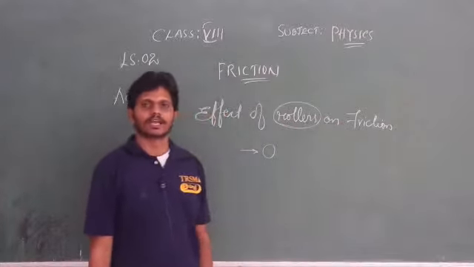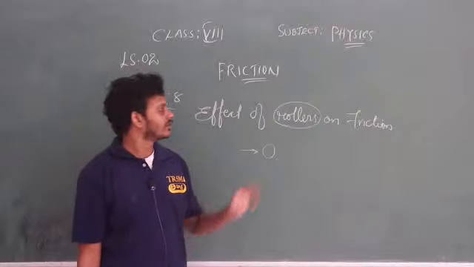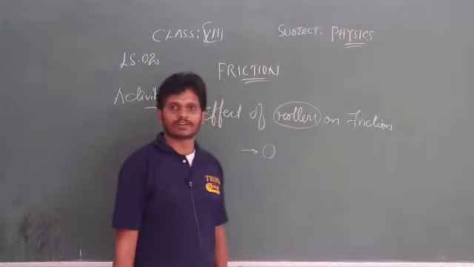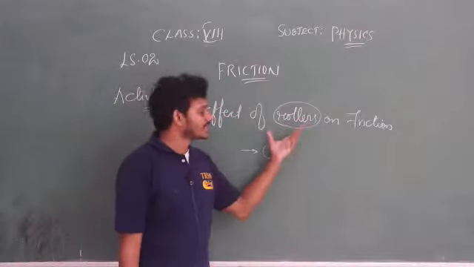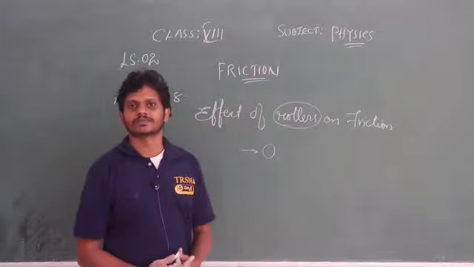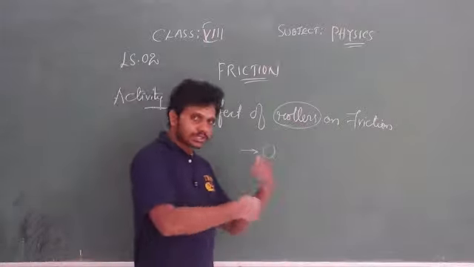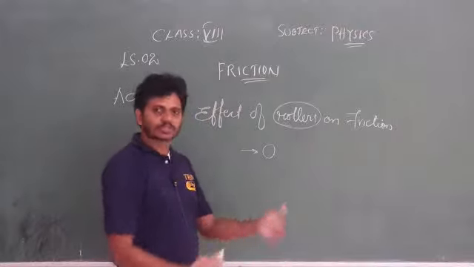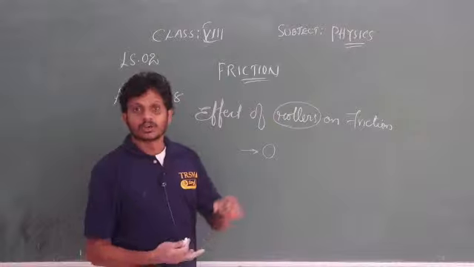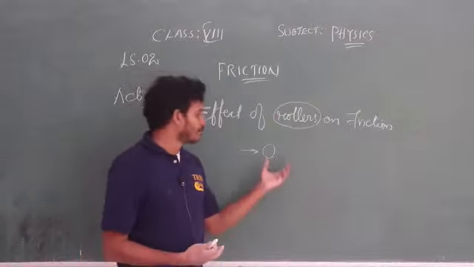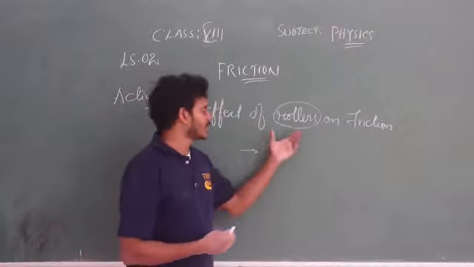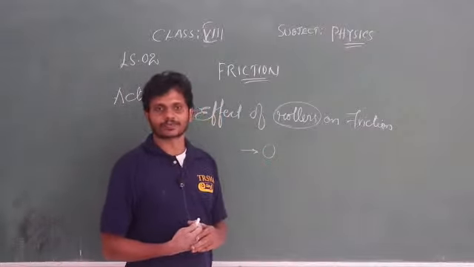Yes, it shows an effect on friction. Which shows effect on friction? Rollers show effect on friction. Which are said to be rollers? Objects which roll, we call them rollers. Examples like wheels, marbles, ball bearings, all this comes under rollers only.